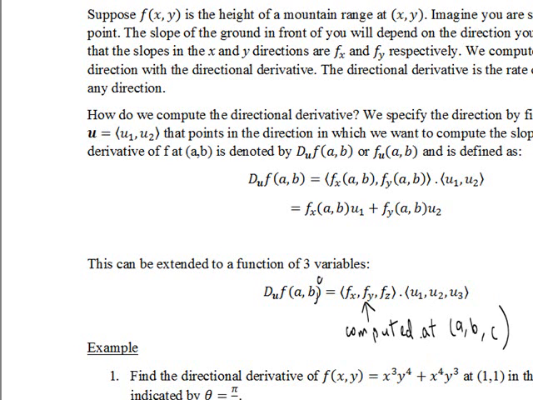Now remember when we did dot product, you always get a number, a scalar. The directional derivative is not a vector, it is a number, it is a rate of change, okay? So if you get a vector, you know you're wrong. It has to be a number. So that is the definition. So now let's do some computing.